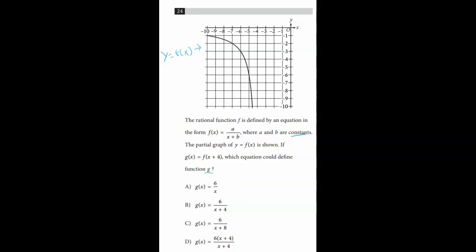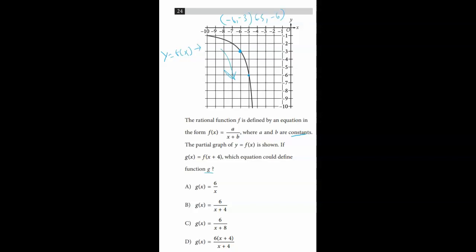Okay, so what this graph is giving us, it doesn't give us any intercepts. It really only gives us 2 points. It gives us (-6, -3), and we're given (-5, -6). So I don't know if we're going to use these points, but that's pretty much all I can tell from the graph, and that it's decreasing.